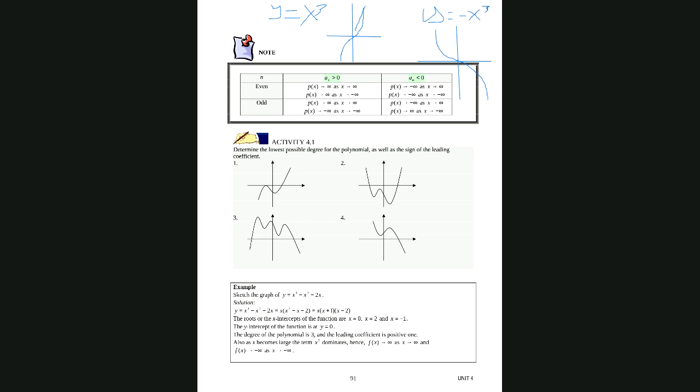So here, if the highest order or your n is odd, as x approaches positive infinity, your y will approach positive infinity. And as x approaches negative infinity, your y too will approach negative infinity. But if your coefficient of the highest order is negative, as x approaches negative infinity, your y will approach positive infinity. And as x approaches positive infinity, your y will approach negative infinity.